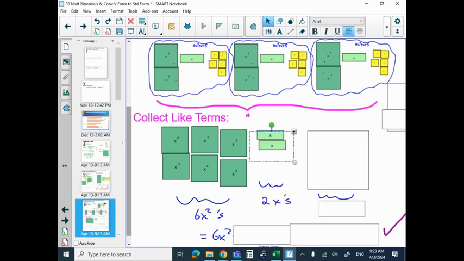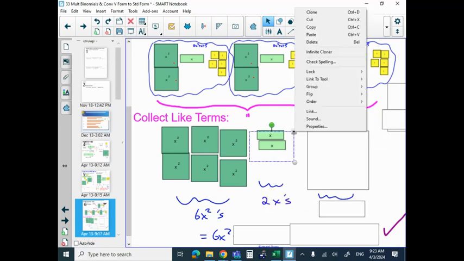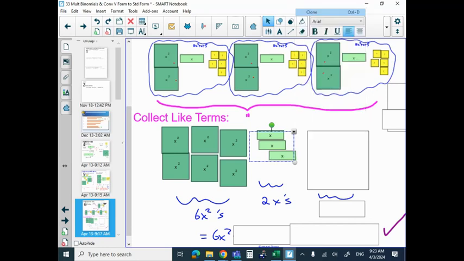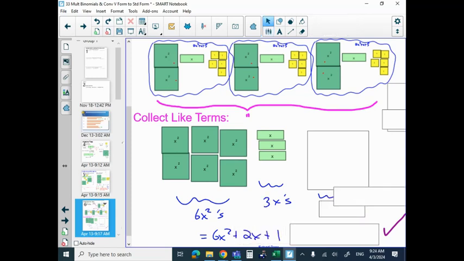Weird. All right, so let's just clone that thing. I'm copying and pasting, making lessons. Sometimes I miss pieces, I guess. So there's 3 of those guys. 3x squareds. See if it was right in the end here. Nope, never caught it when I was making it. So this is 3x.